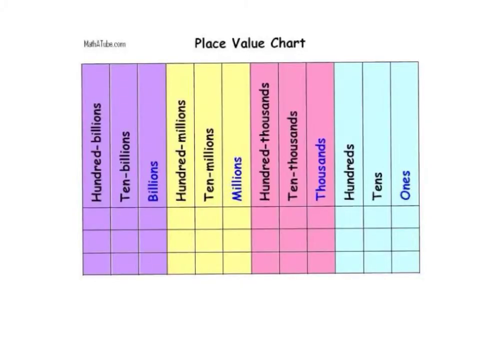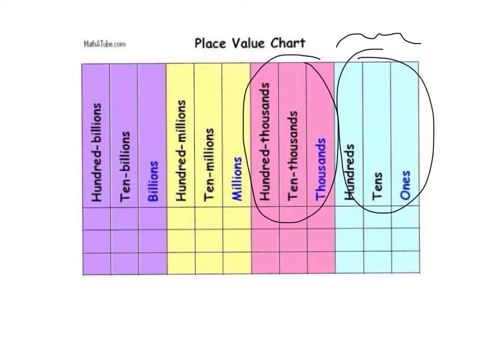You can use a place value chart to read and write large numbers. Remember, each group here on the place value chart is a period. This is one period. This is the ones, or units period. The second period is 3 digits again, and that's the thousands period. And then the last period that we're going to be working with in 4th grade is the millions period.